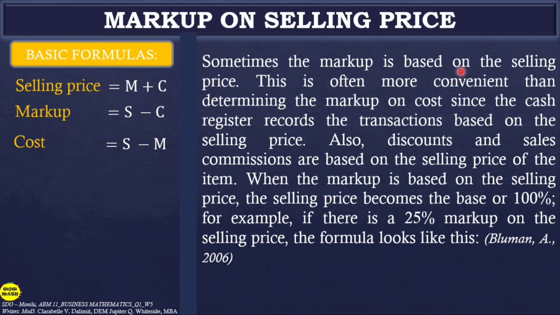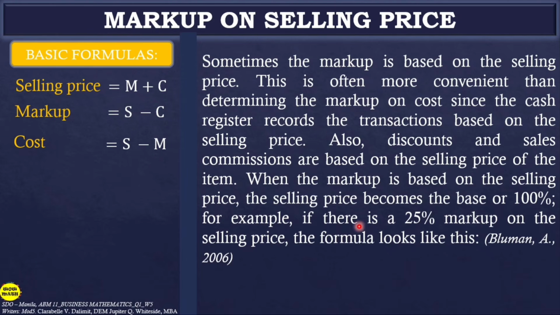Sometimes the markup is based on the selling price. So this is often more convenient than determining the markup on cost since the cash register records the transaction based on the selling price. Also, discounts and sales commission are based on the selling price of the items. So when the markup is based on the selling price, the selling price becomes the base or 100%.